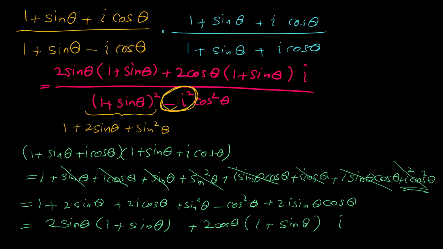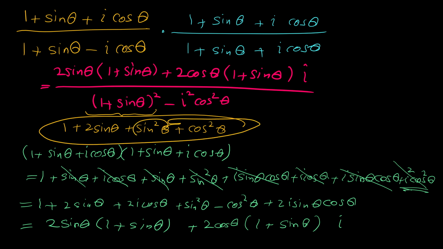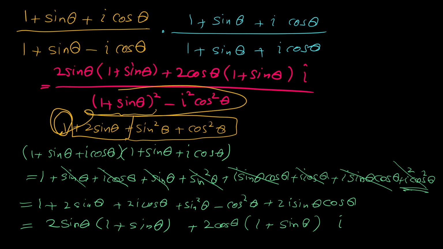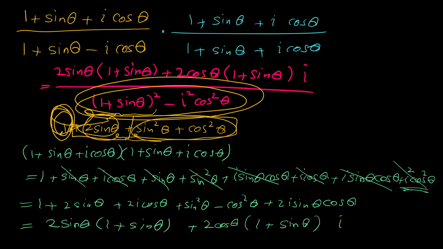Negative i squared is negative of negative 1, so it's 1 plus cosine squared. So plus cosine squared. This is the denominator. But we know that sine squared plus cosine squared is 1, so the sum of these two terms is 1. 1 plus 1 is 2. So this denominator can be simplified to 2 plus 2 sine theta.